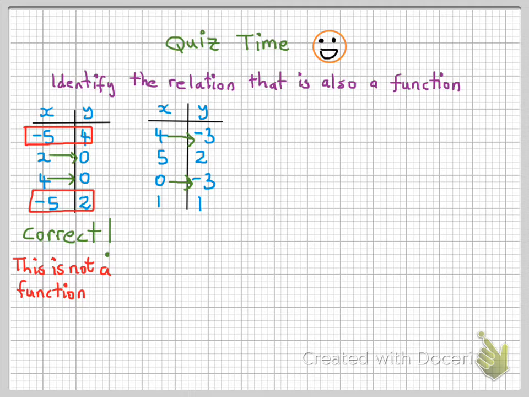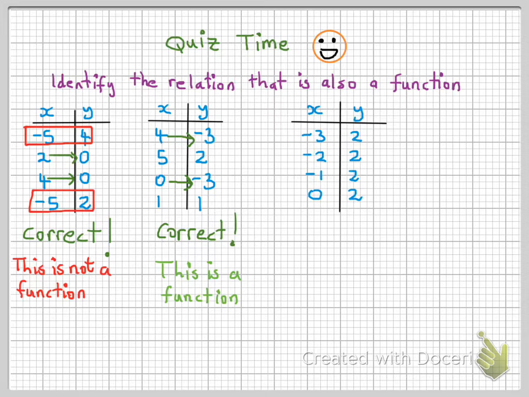The problem was -5. In this example, in this next one, 4 being attached to -3 and 0 being attached to -3 is not a problem. You do not have a single x variable being attached to more than one y variable. So again, you are correct. This one is a function. Let's look at one more. Look at this one. What do you think? Do you think this is a function?